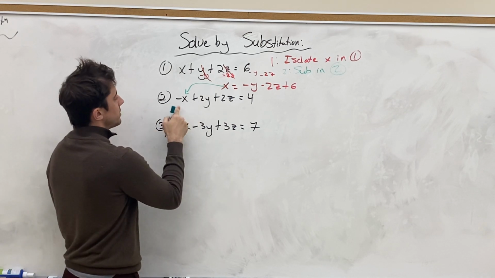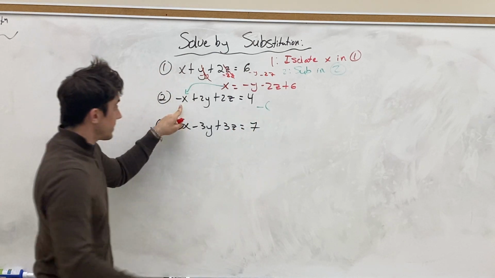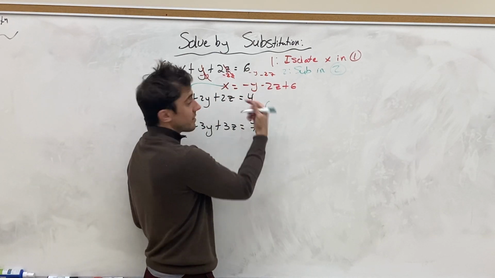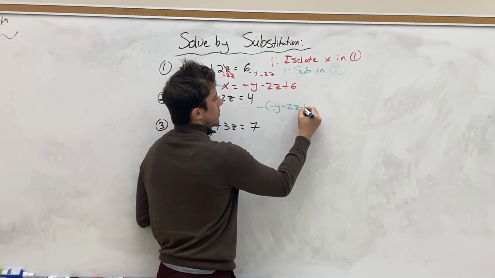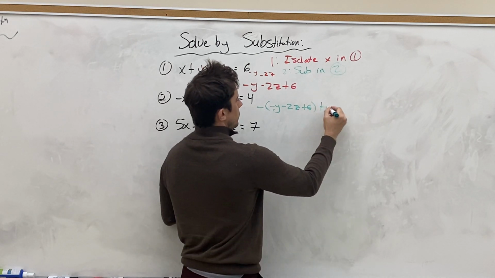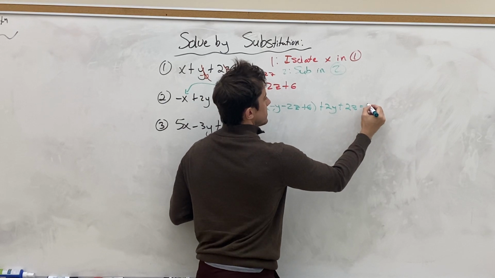So now that x is going to literally be replaced with this expression that we have for x, right? We're going to substitute an expression we got for x into x in a different equation. And so now equation 2 is going to become negative this stuff, right? Negative x, so negative all of that stuff, because that is equal to x. So negative y minus 2z plus 6. And then we write everything else: plus 2y plus 2z is equal to 4.